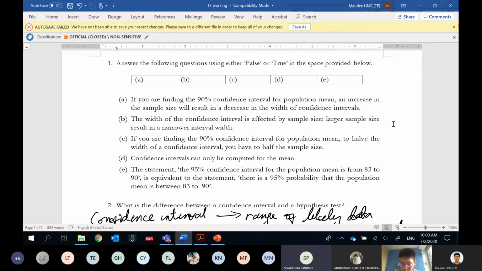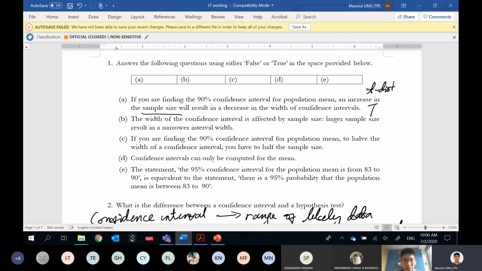I put true. True, correct. You're finding a 95% confidence interval of the population mean. The increase in the sample size will decrease the width of the confidence interval, correct? Because if you are using your t distribution, you'll find that the width is actually reduced. Okay, that's true.